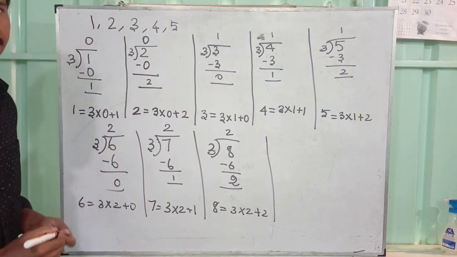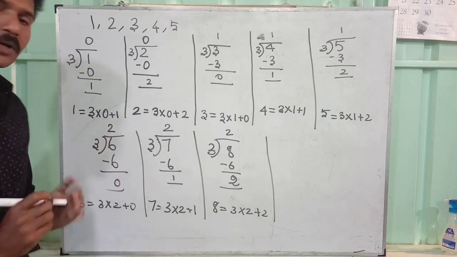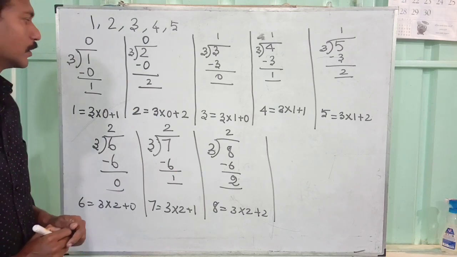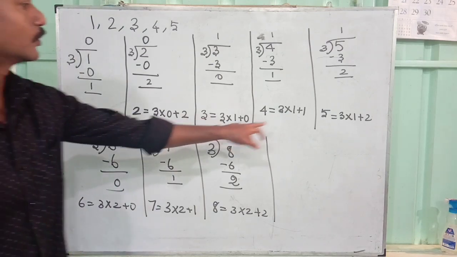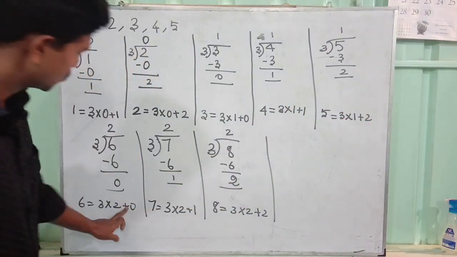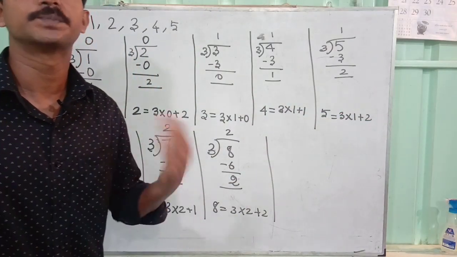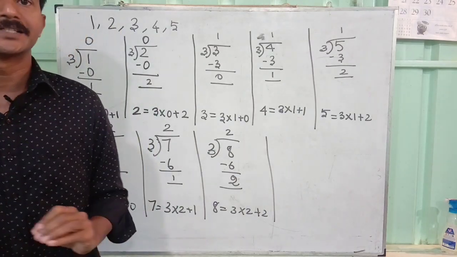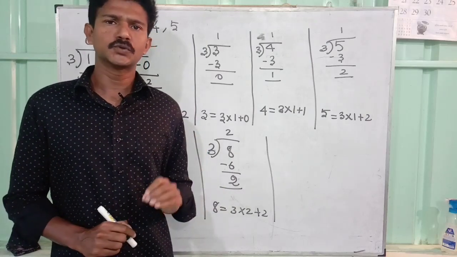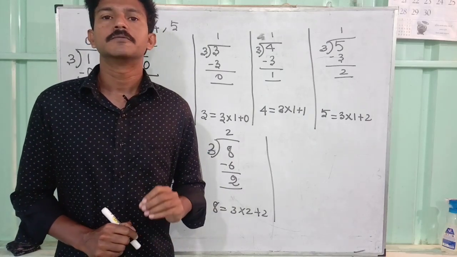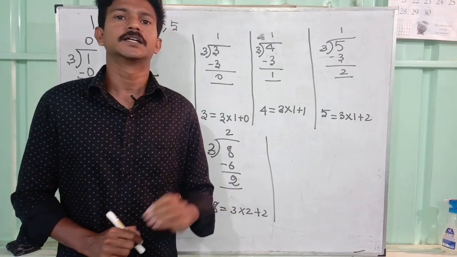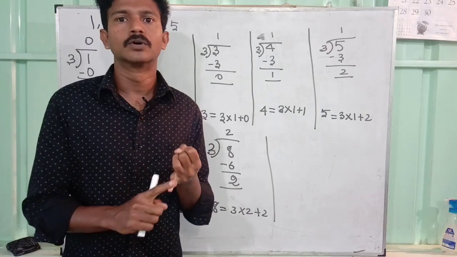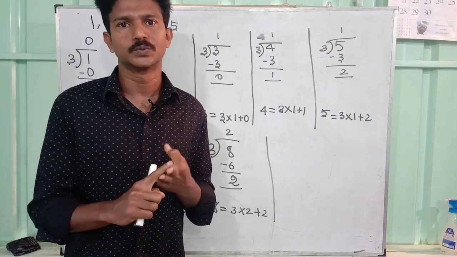If you observe the remainders, we are getting only 0, 1 or 2, right? See, we have 1, 2, 0, again 1, 2, 0, 1, 2. So it is repeating, right? 0, 1, 2. So we can understand that when you divide any positive integer by 3, you only get the remainders 0 or 1 or 2.